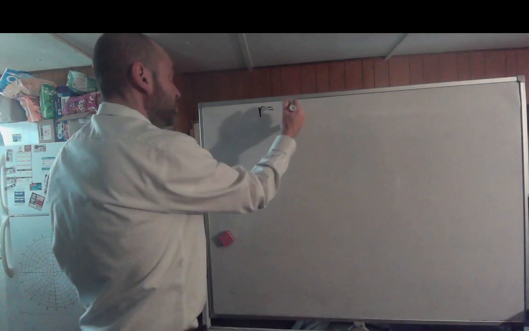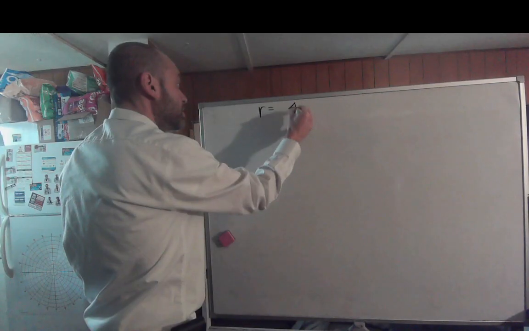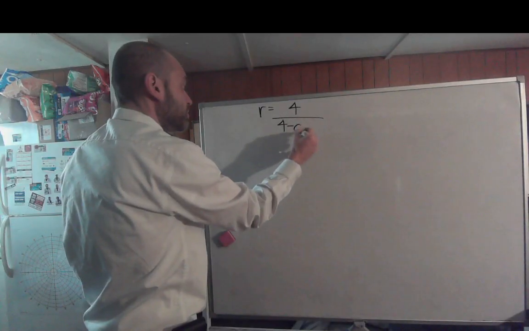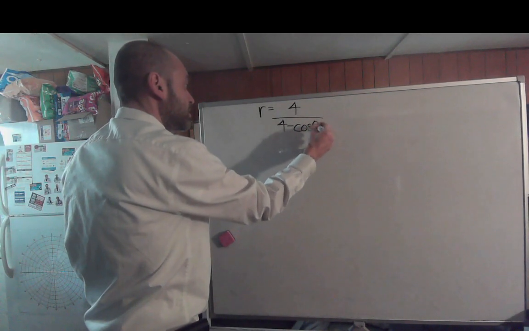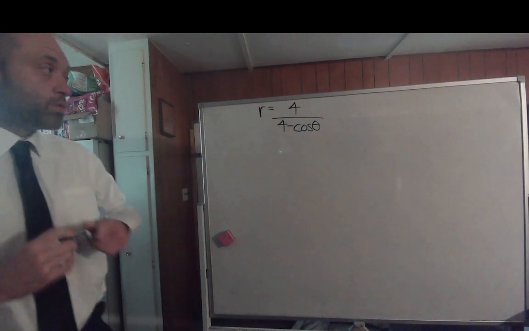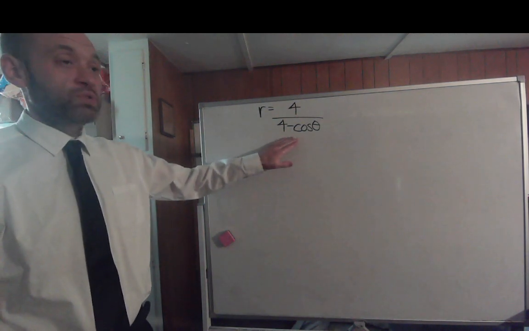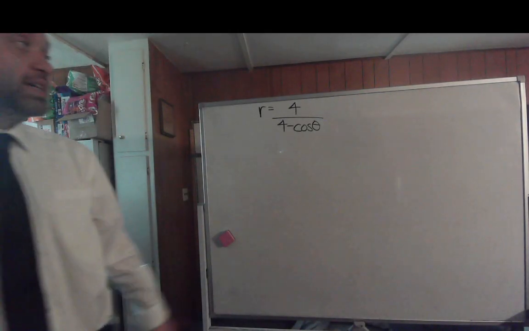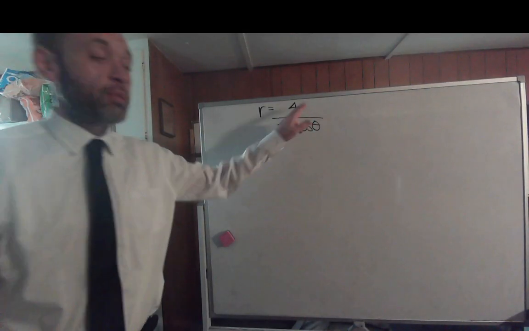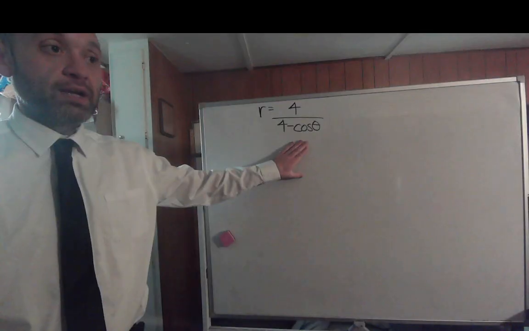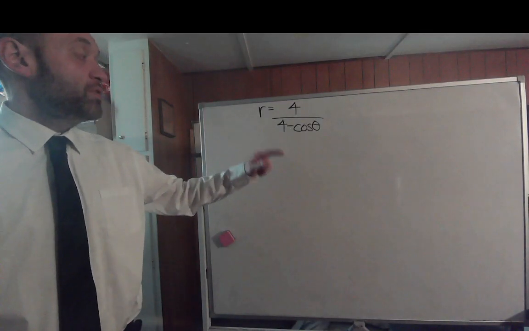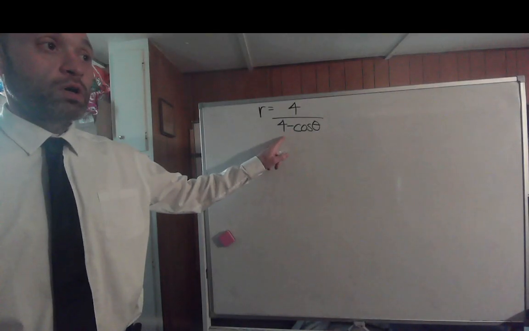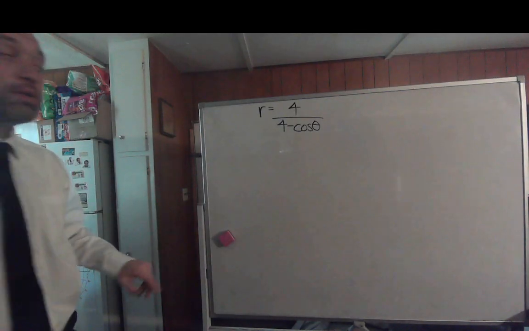Alright, so we have r equals 4 all over 4 minus the cosine of theta. What holds true universally is forget what's in the numerator. We don't care about the numerator, just look at your denominator. If you look at your denominator, your constant term is a 4. It needs to be a positive 1.